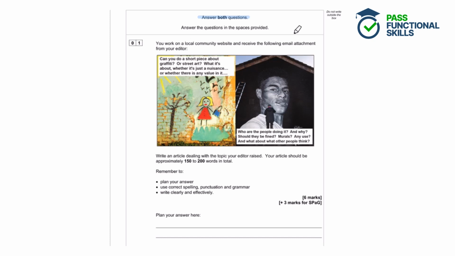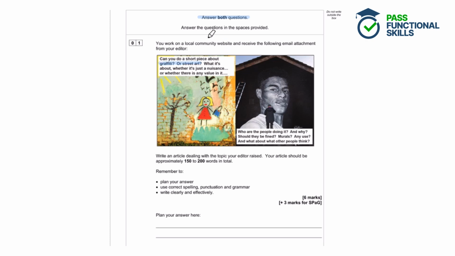Can you do a short piece about graffiti or street art? What it's about, whether it's just a nuisance or whether there's any value in it. Who are the people doing it and why? Should they be fined? Murals, any use? And what about what other people think? So we've got lots of ideas of questions that we might want to answer there. So we're doing a piece about graffiti or street art.